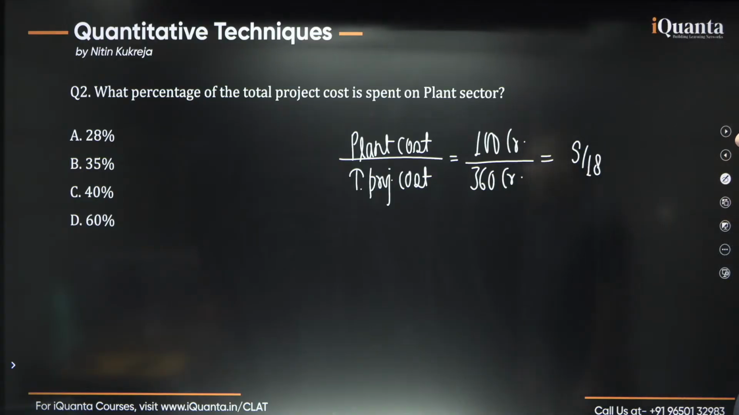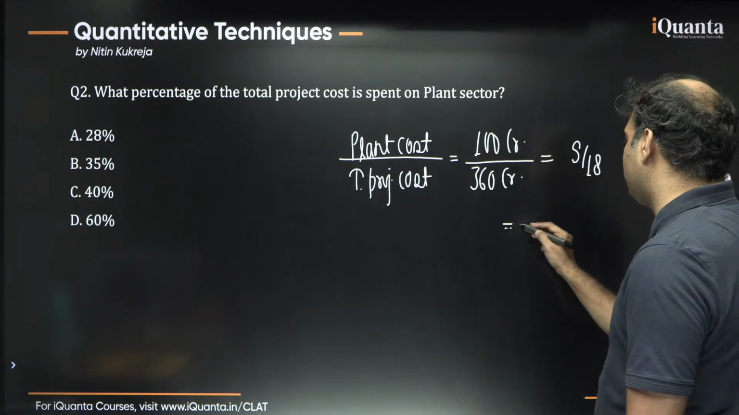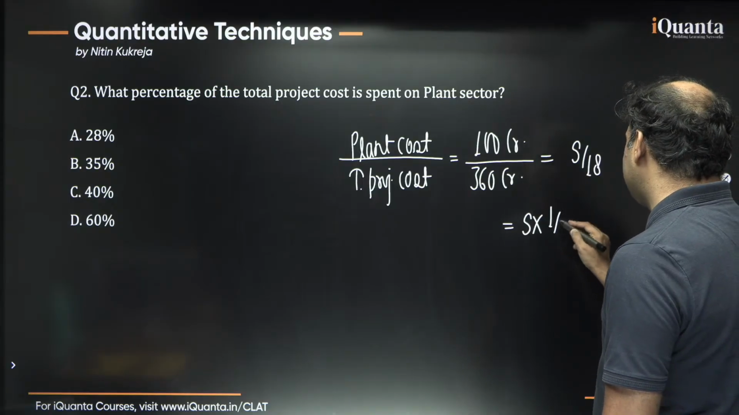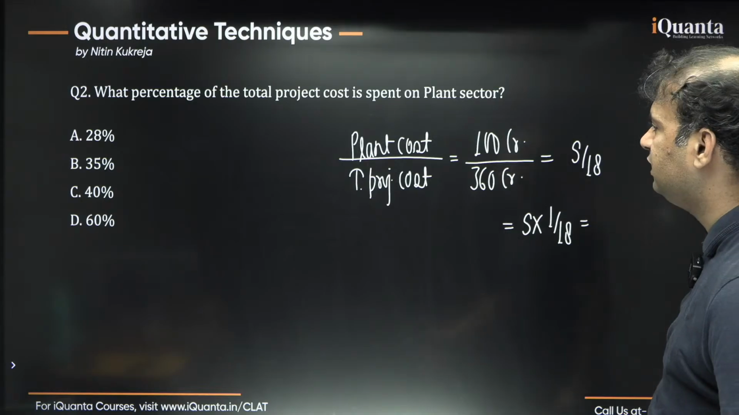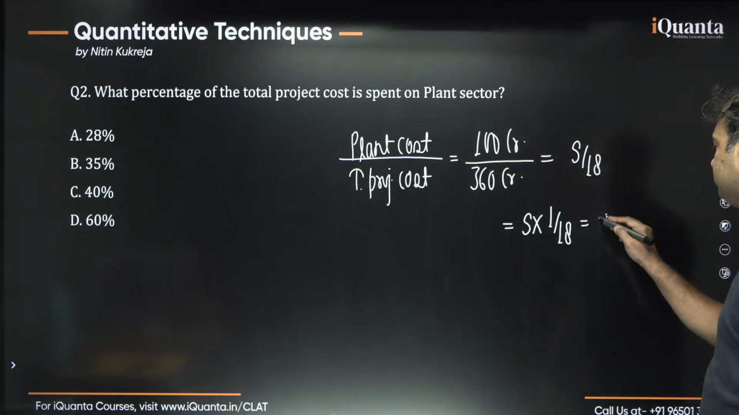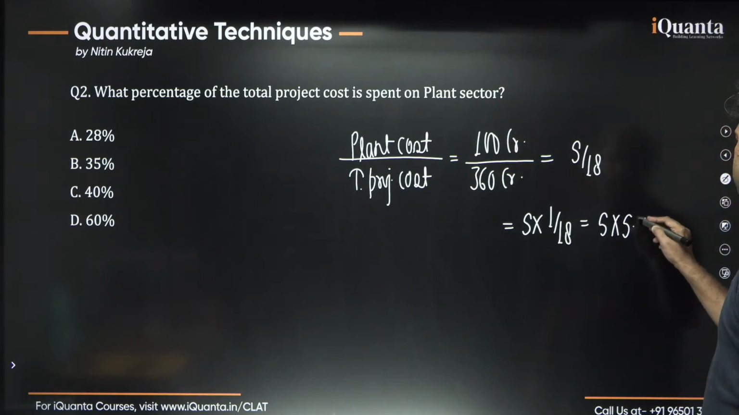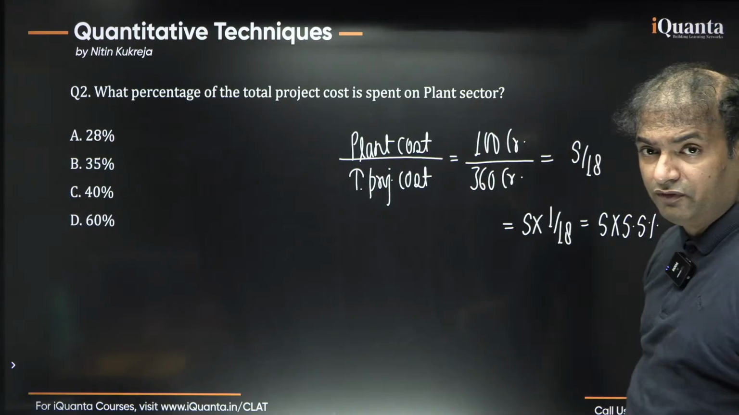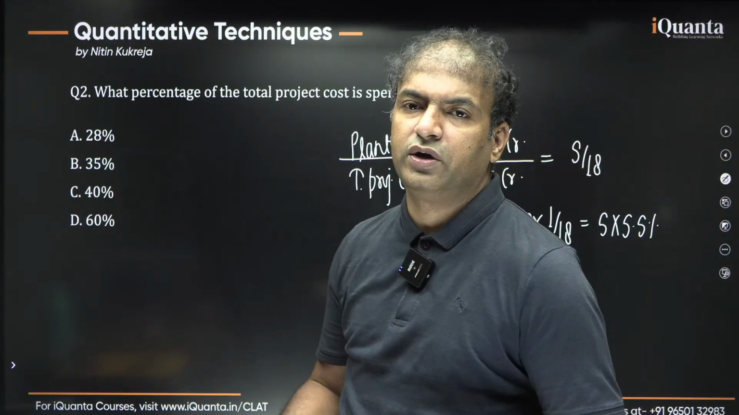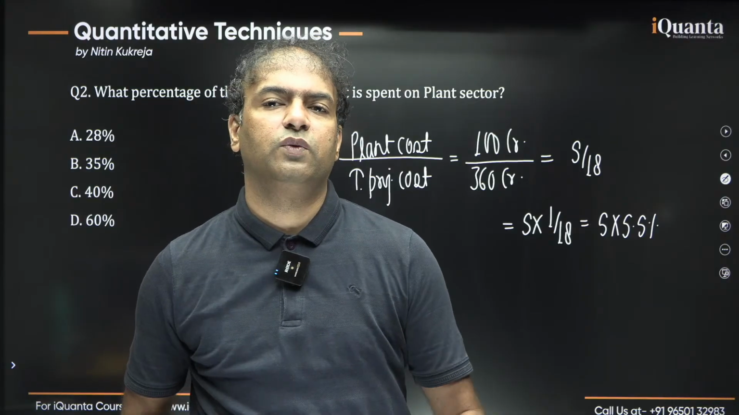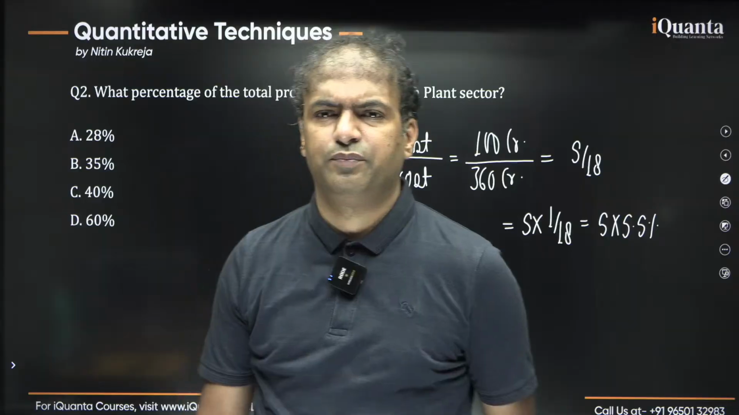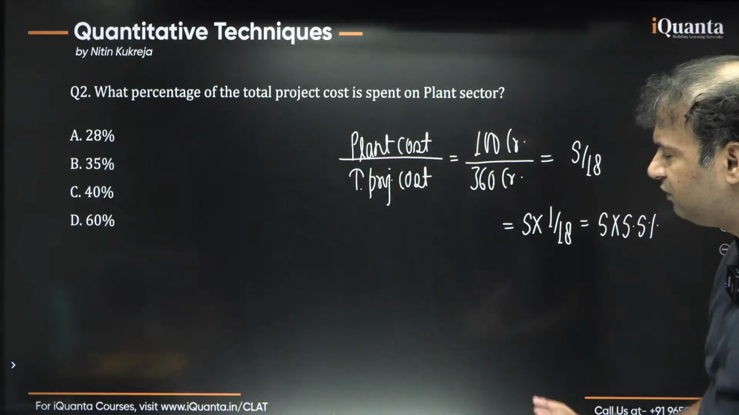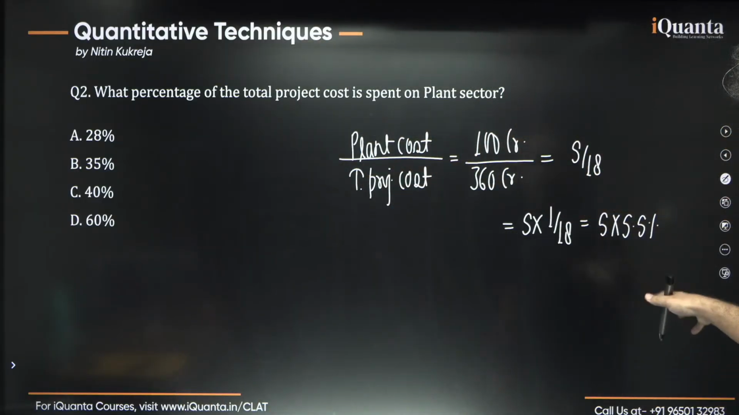Now, you can say 5 into 1 by 18, right? 1 by 18, guys, if you know, is approximately 5.5 percent. Or you can also say that 1 by 18 is half of 1 by 9. 1 by 9 is 11.11. So half of 11.11 is again 5.55 something. 5.55 or 5.5, it's all fine because we are writing approximately anyway.